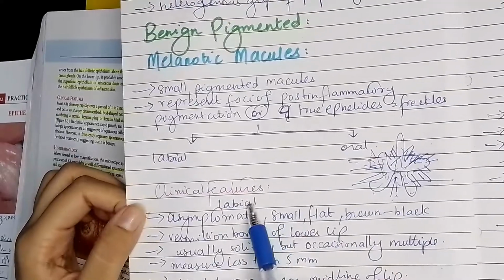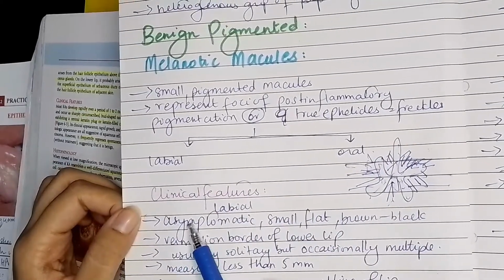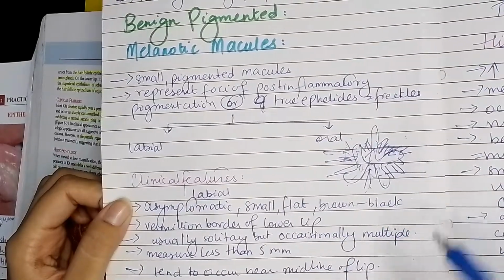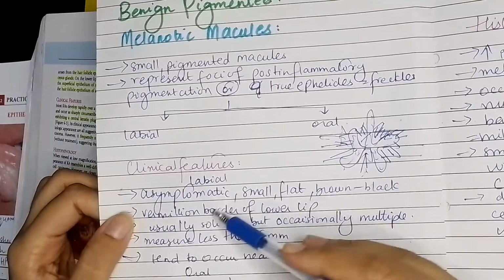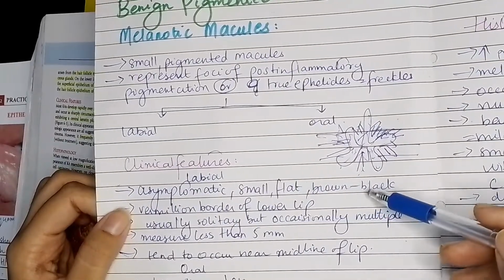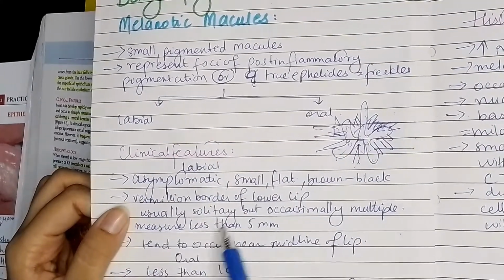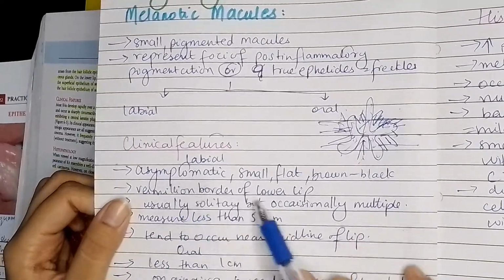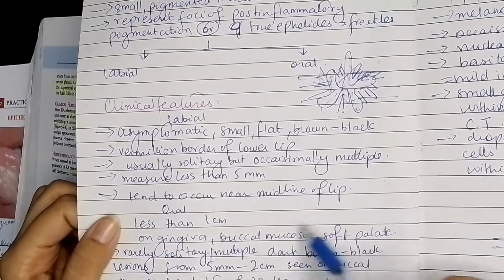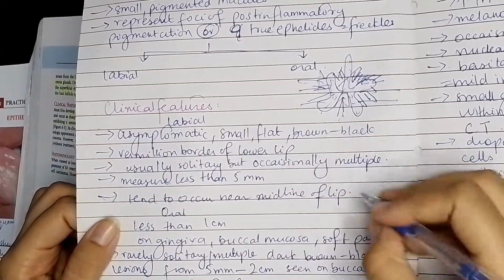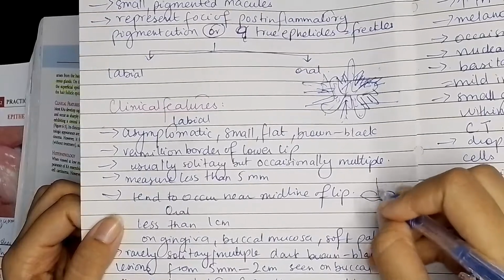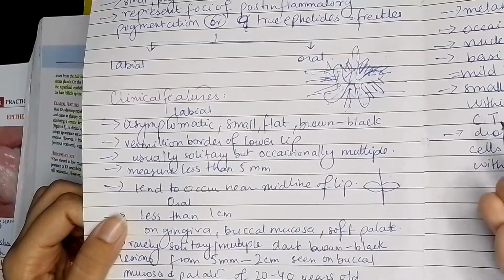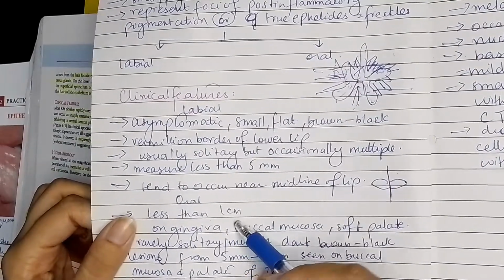The clinical features of the labial melanotic macules are that they are asymptomatic, small, flat, brown to black in color. They are present on the vermilion border of the lower lip, usually. They are solitary, but sometimes they can be multiple. They measure less than 5 millimeters. They tend to occur near the midline of the lip. Oral ones are very rare. They are less than 1 centimeter in diameter.